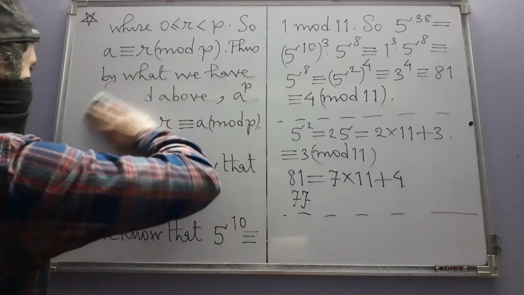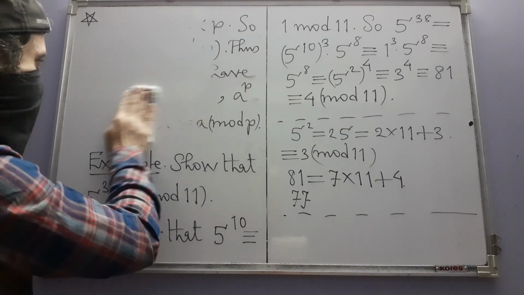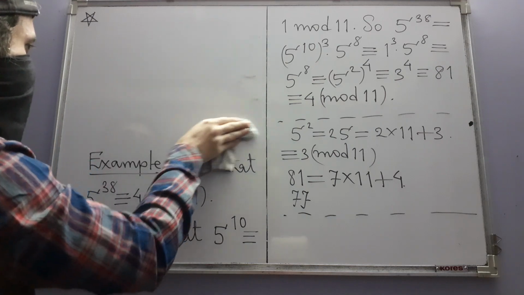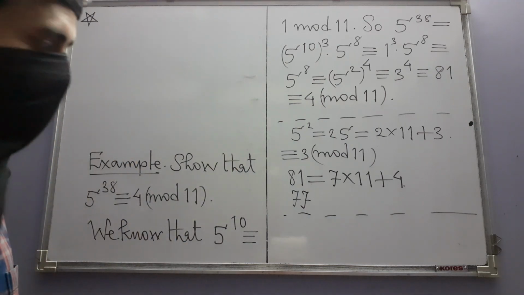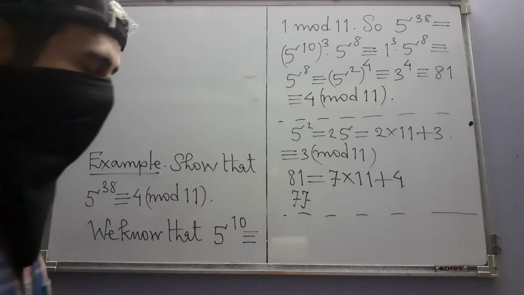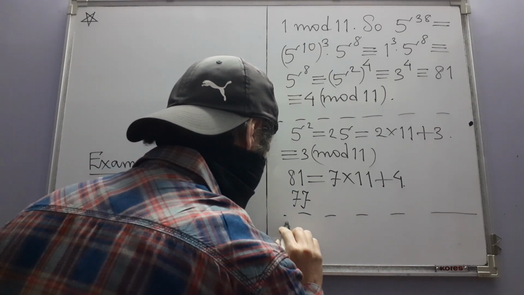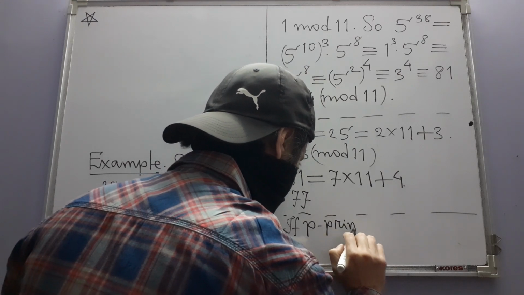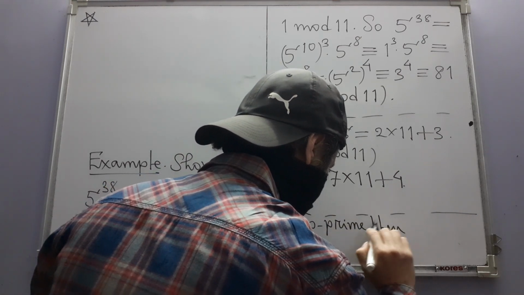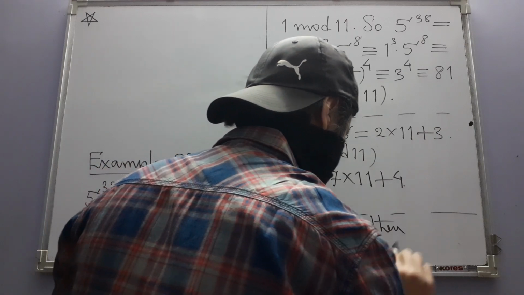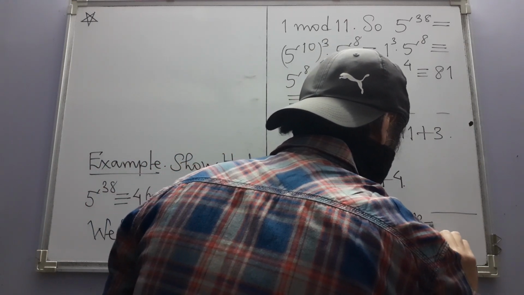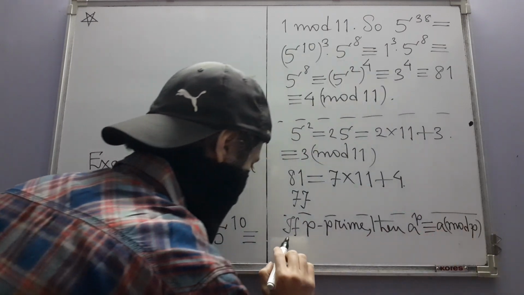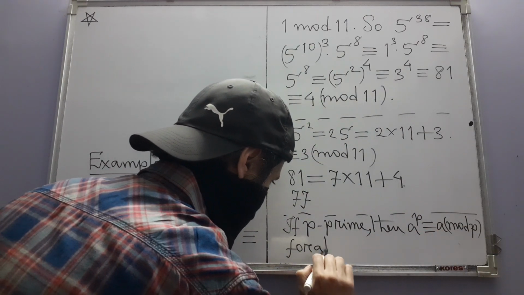Okay, now we are going to make an observation about the above corollary. What does the corollary say? Let me write it here. It says that if P is prime, then a to the power P is congruent to A mod P for all A.